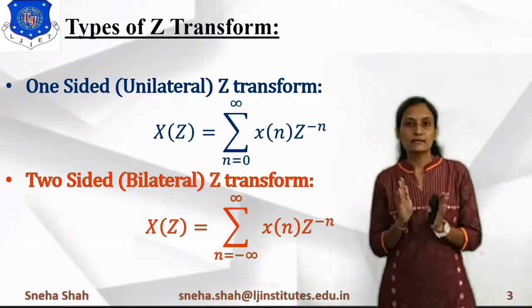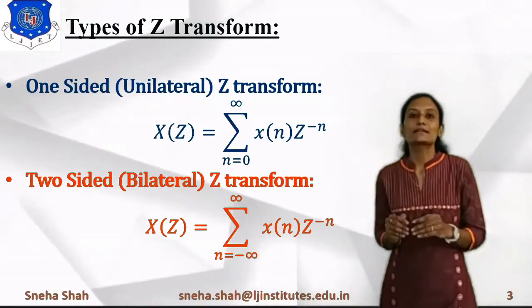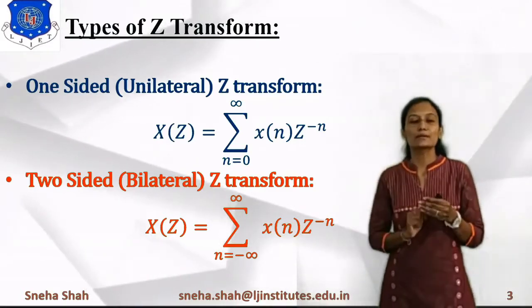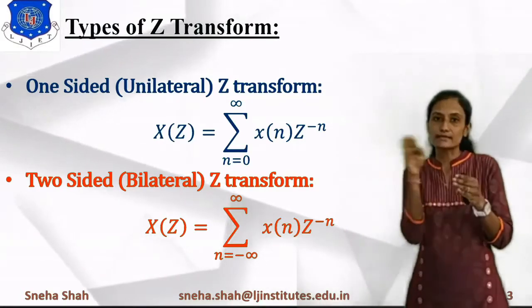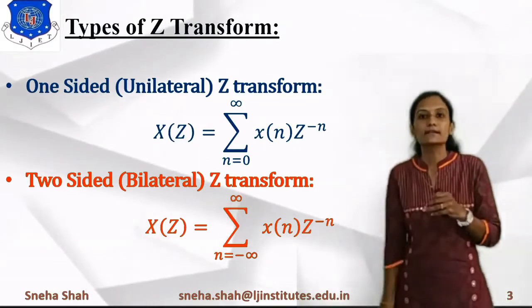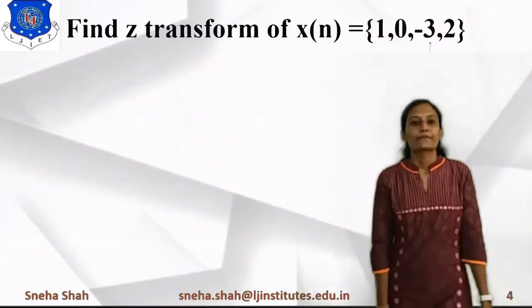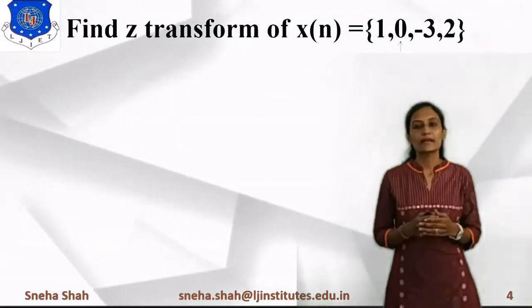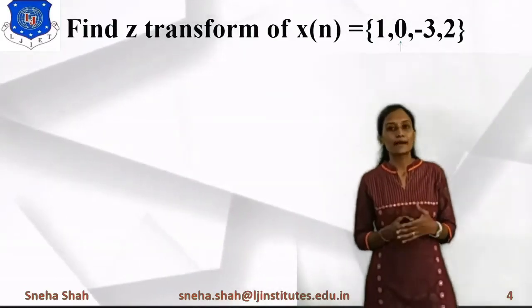If we are taking the range from 0 to infinite, then it will be considered unilateral or one-sided, and if we are taking the range between minus infinite to infinite, then it will be considered bilateral or two-sided Z transform.